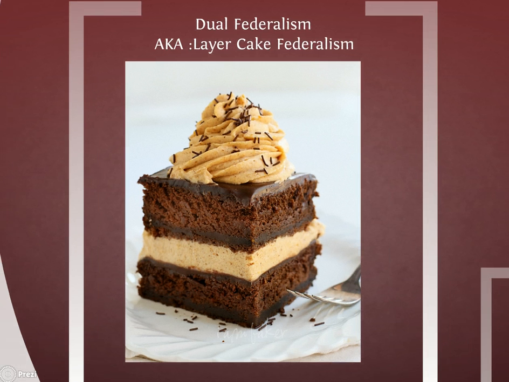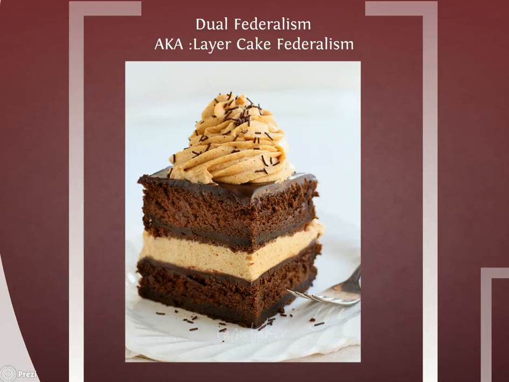So the first one is dual federalism. It's also known as layer cake federalism because if you think about layer cake, gluten-free of course, there are different layers and you can tell the difference between the layers. So that is the distinct responsibilities between the national, state, and local governments.